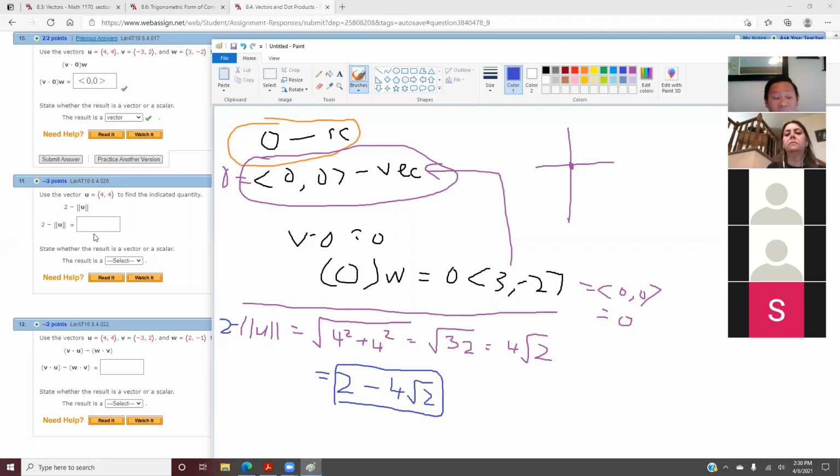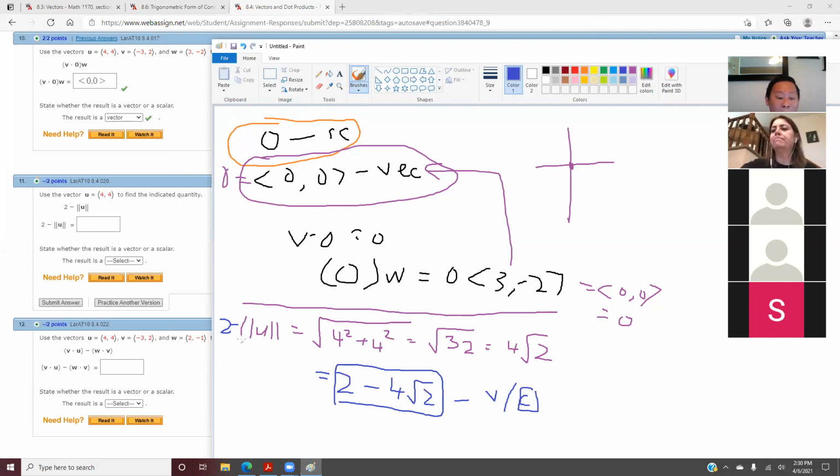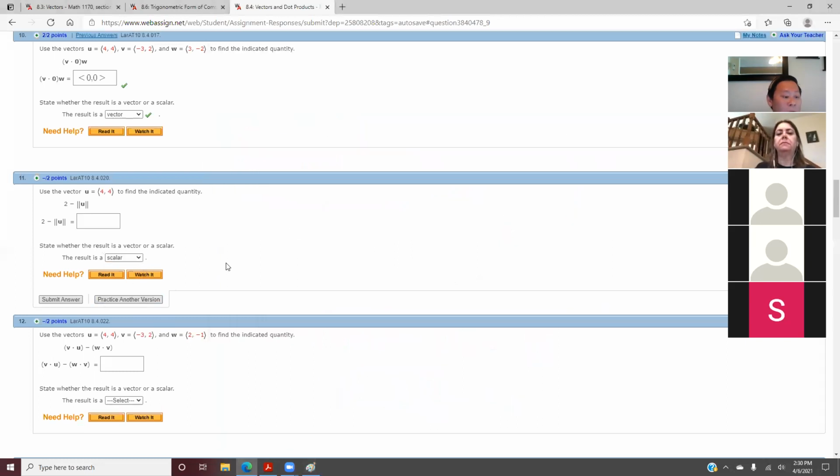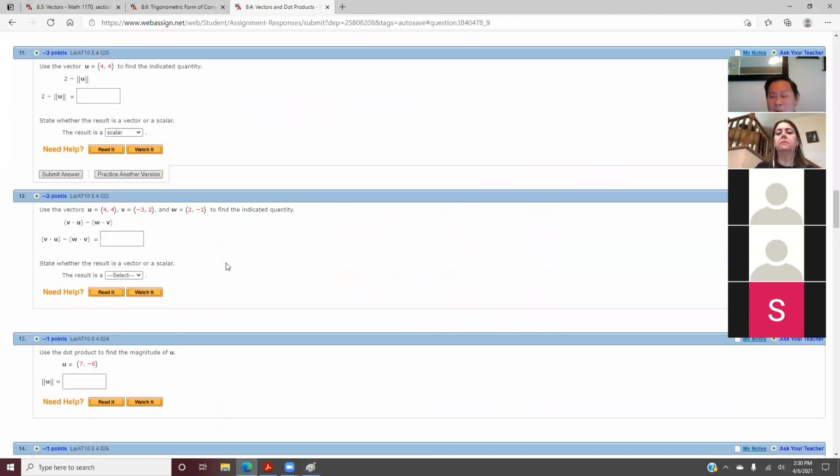The main question is, is this a vector or is this a scalar? Scalar. Again, because magnitude is a scalar. Okay, magnitude is a scalar, so it's S. So magnitude is a scalar, so that's the reason why that 2 minus a scalar will be a scalar. So this will be a scalar. You guys all right? This is pretty much easy.